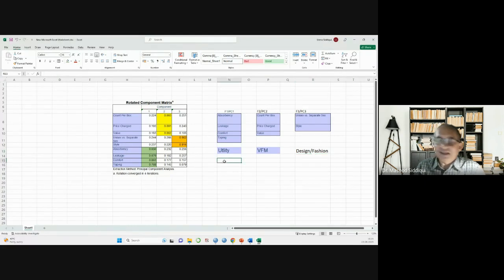Suppose we take leakage. Instead of these 4, absorbency, leakage, comfort, tapping, we have taken leakage. Why have we taken leakage? Because it is showing the highest factor loading, right? And in the second part, there are 3 variables, count per box, price charge, and value, and we have to take one only. So here we can take the highest one, that is the price charge. Instead of all 3, we can take price charge.